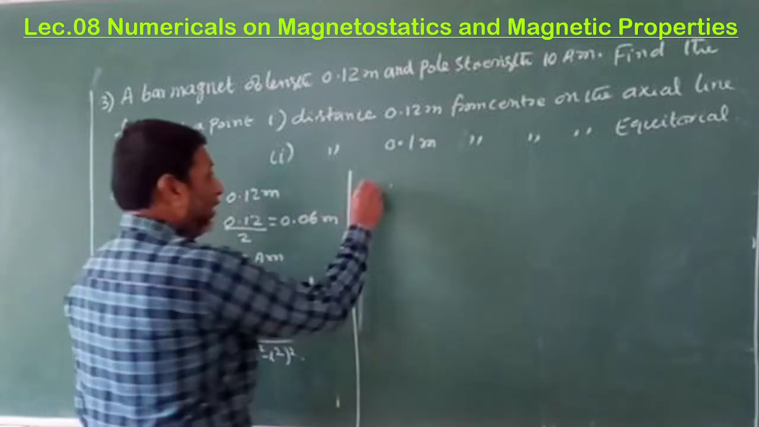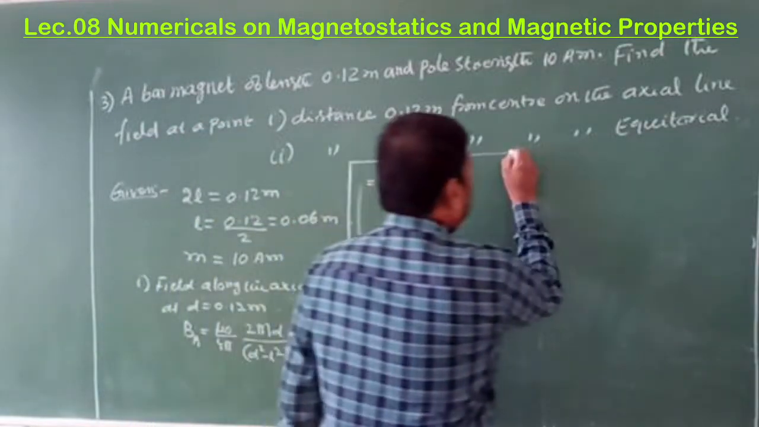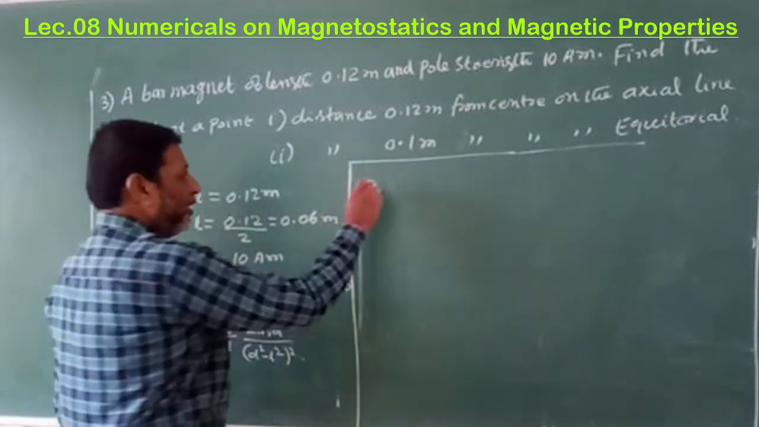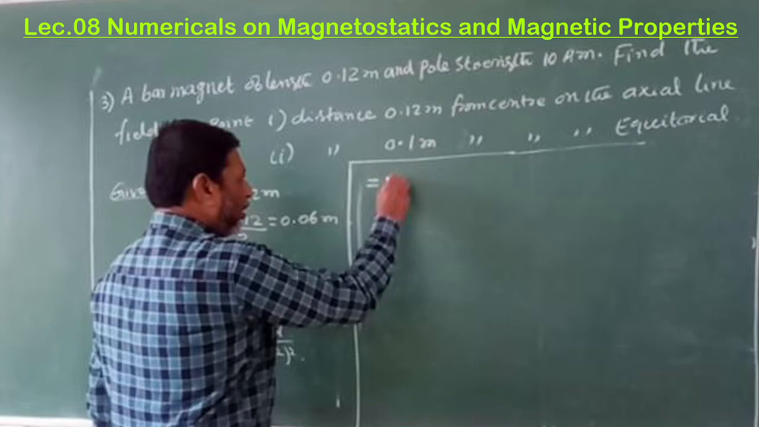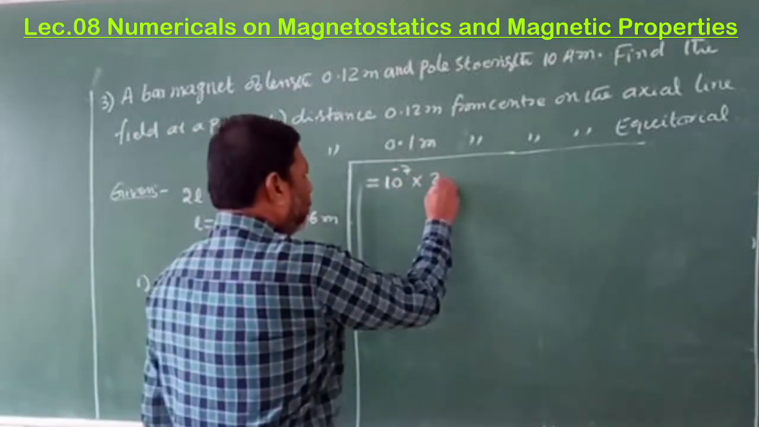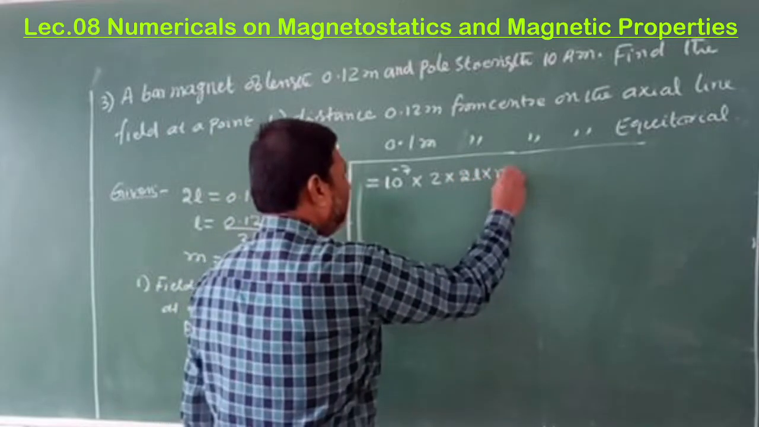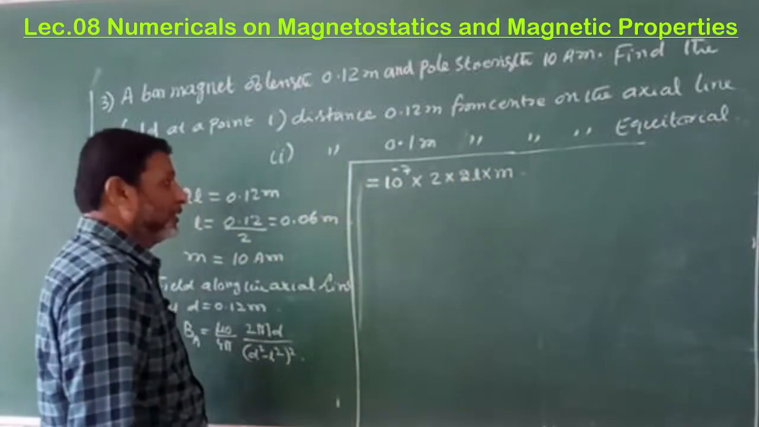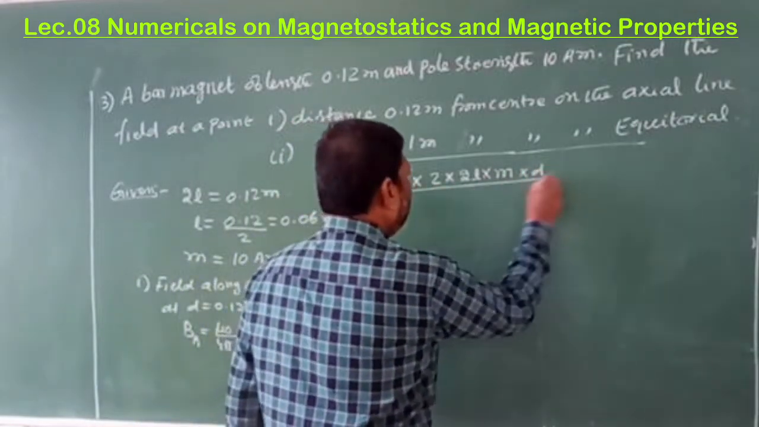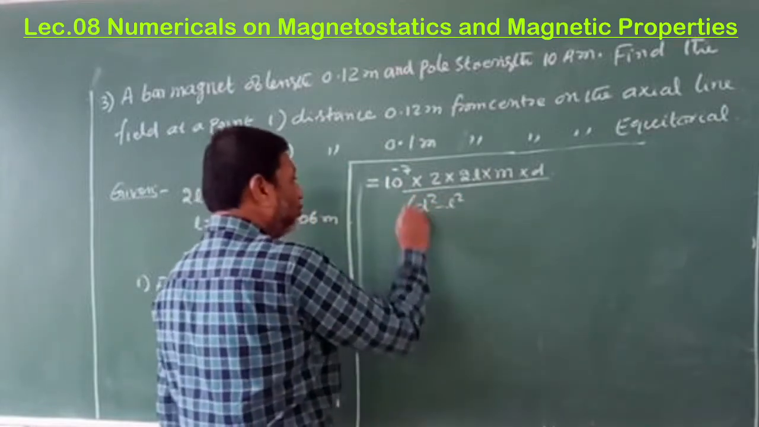You can write this as mu naught divided by 4 pi, which is equal to 10 to the power of minus 7, and this is 2, and capital M can be written as 2L into m, and the next is d divided by (d square minus L square) whole square.